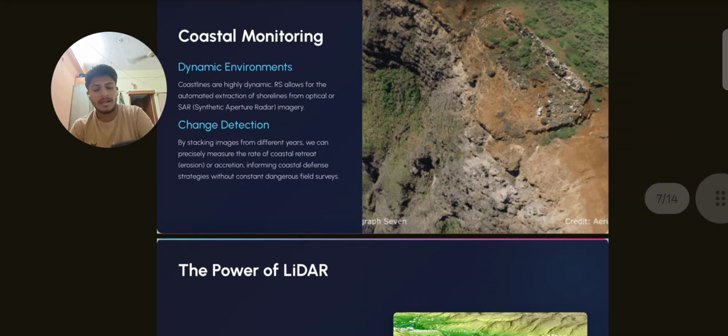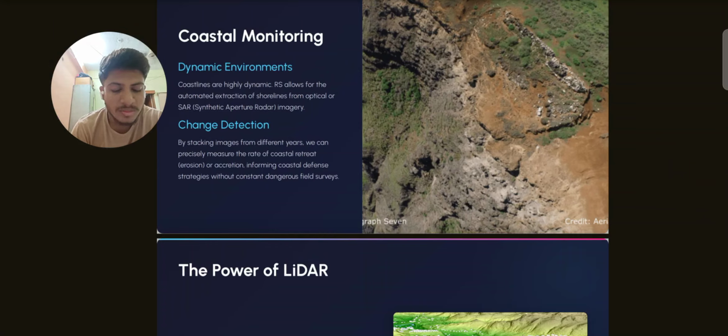Coastal monitoring. Coastal monitoring involves the observation, analysis, and management of dynamic coastal environments, including shorelines, beaches, mangroves, and coral reefs, to understand natural processes and human impact. Remote sensing has become one of the most powerful tools for this purpose, providing continuous, large-scale, and multi-temporal data for detecting and analyzing coastal changes.